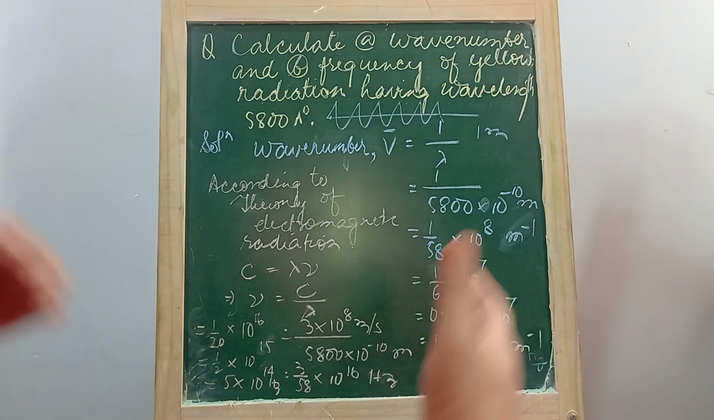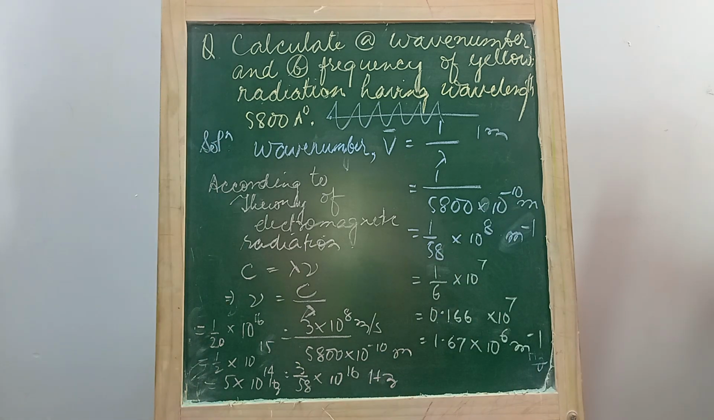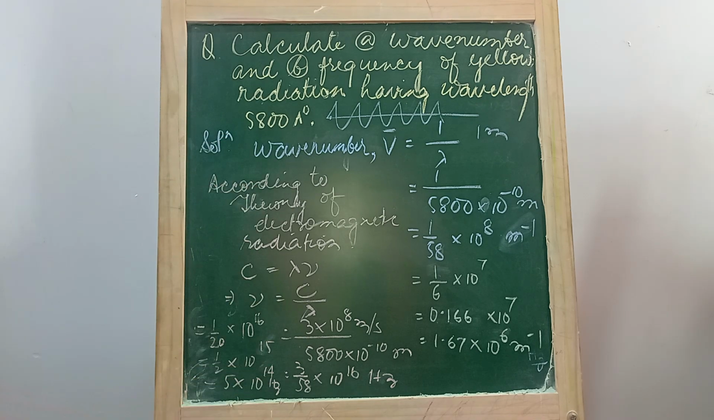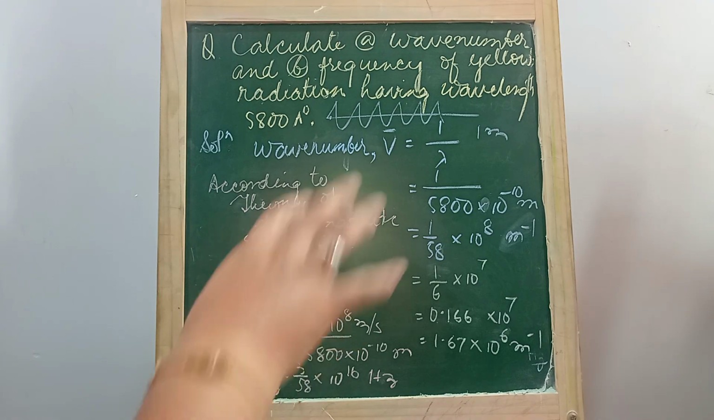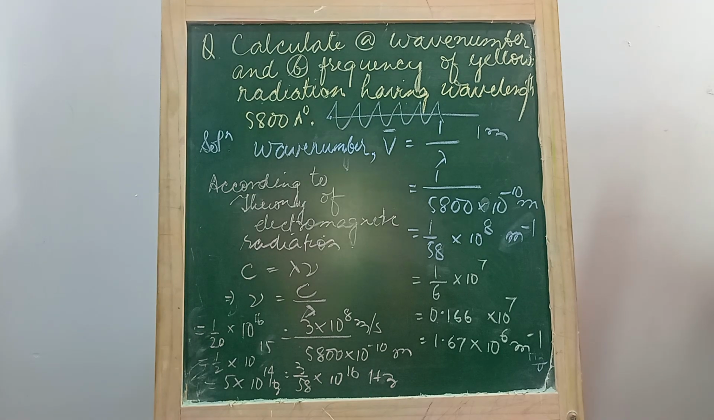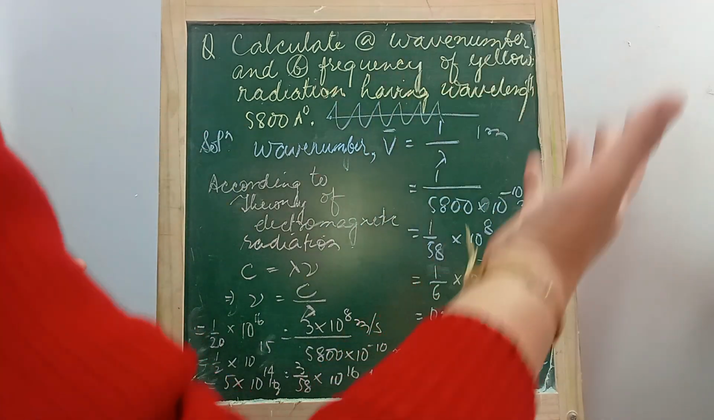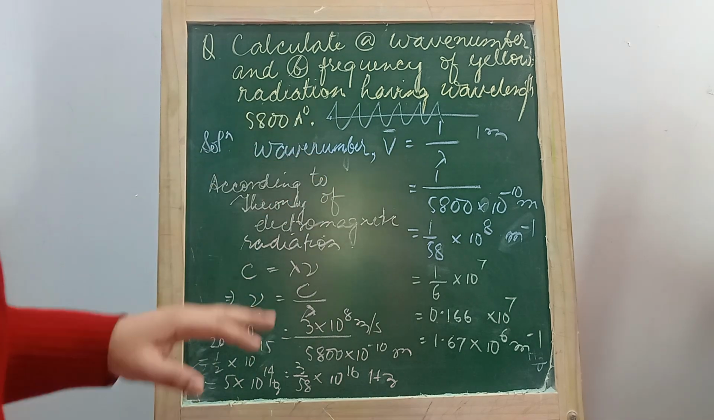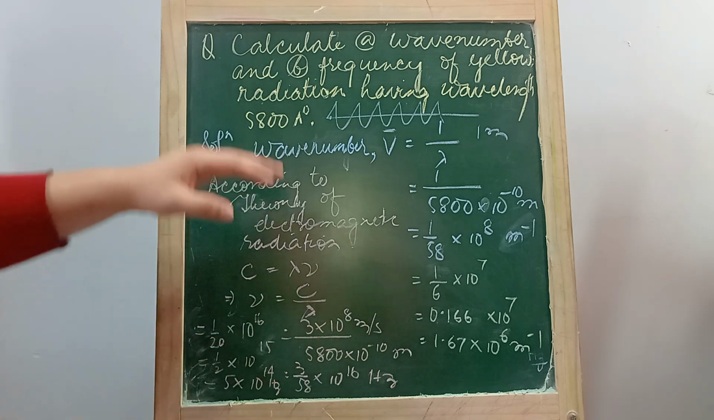So that's what we said, that in the visible spectrum, electromagnetic radiation has a frequency of around 10 to the power 14 hertz, which is perceptible by human eyes. Its wavelength ranges from 400 to 750 nanometer. In angstrom, it will be around 4,000 to 7,500 angstrom, which is under the visible range. So this is how you calculate the wave number and frequency when the wavelength is given.